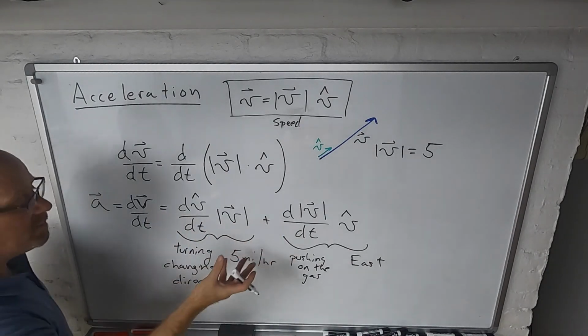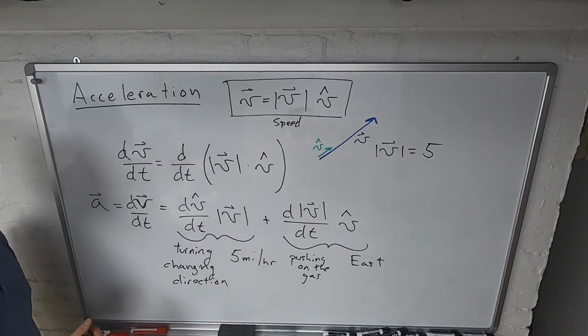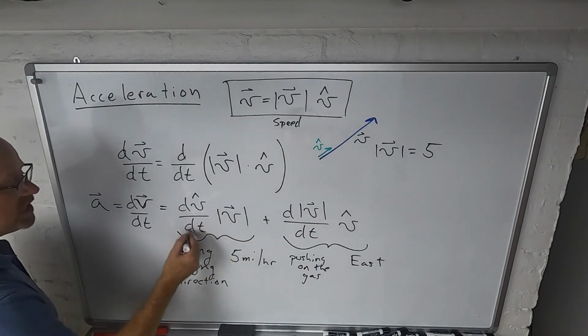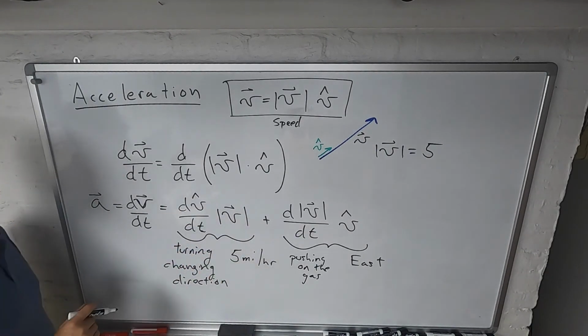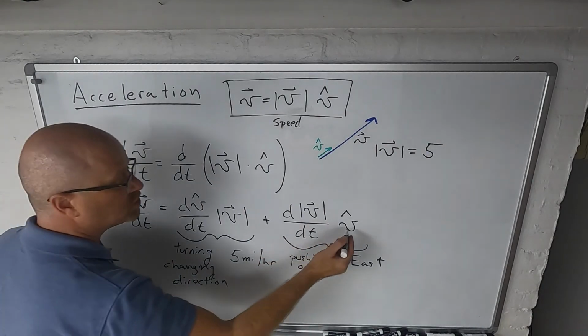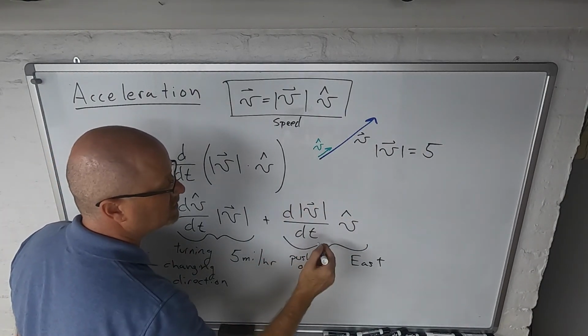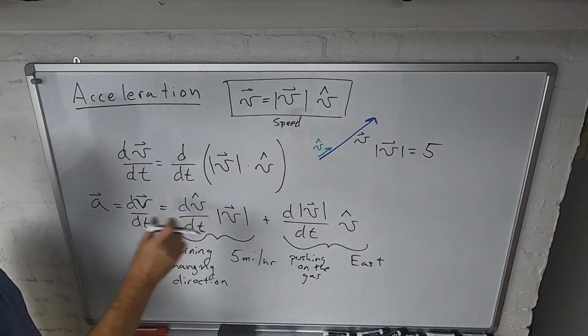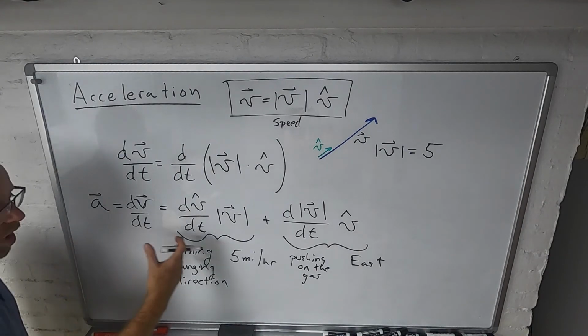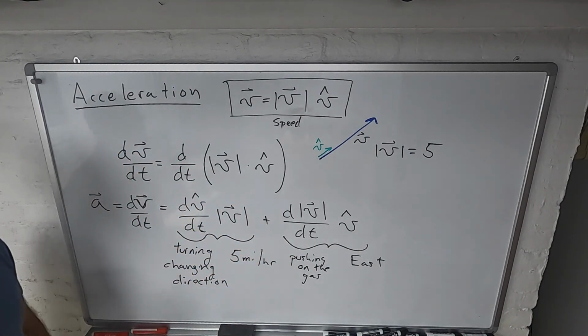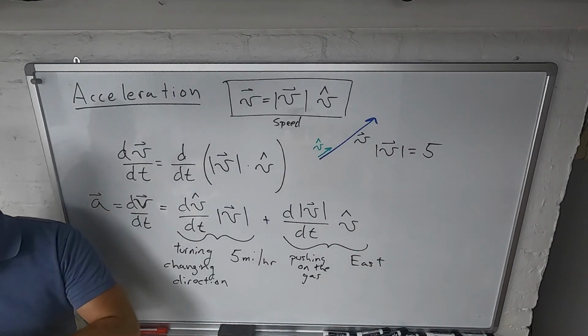Now, the great thing about all of this is that they can change simultaneously. I could change my direction and change my speed. I could change my speed and keep a constant direction. All of these add up to give us what our notion of acceleration is.